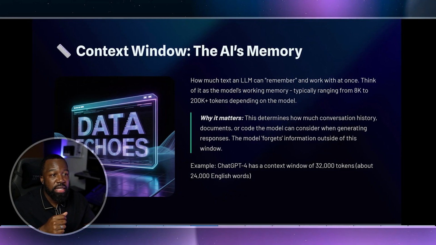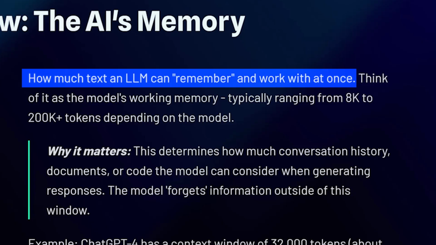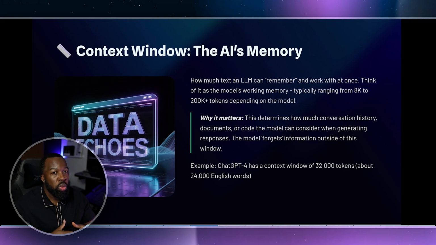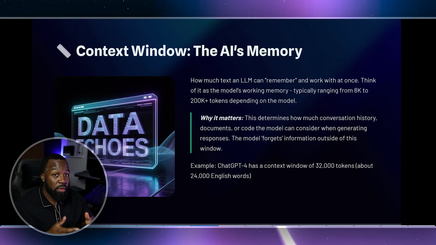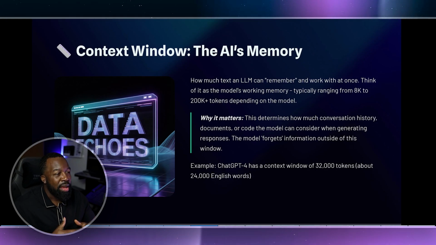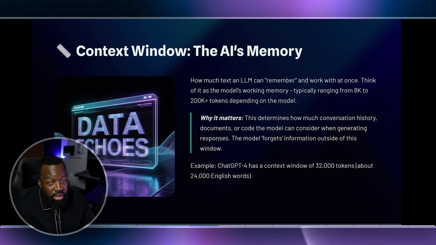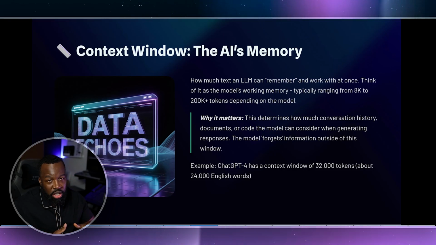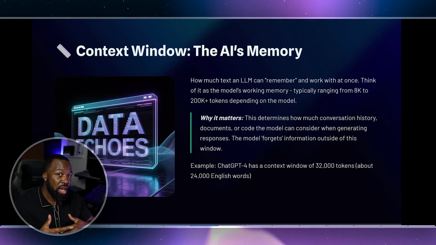Next up, we have context window. This is essentially how much text an LLM can remember and work with at one time. You can think of it as a model's working memory, which will typically range from between 8,000 tokens to 200,000 tokens, depending on the model that we're using. Why does it matter? Because this determines how much conversation history, how much of a document, or how much code the model can consider at one time whenever it's generating responses to the queries or prompts that it's been given.